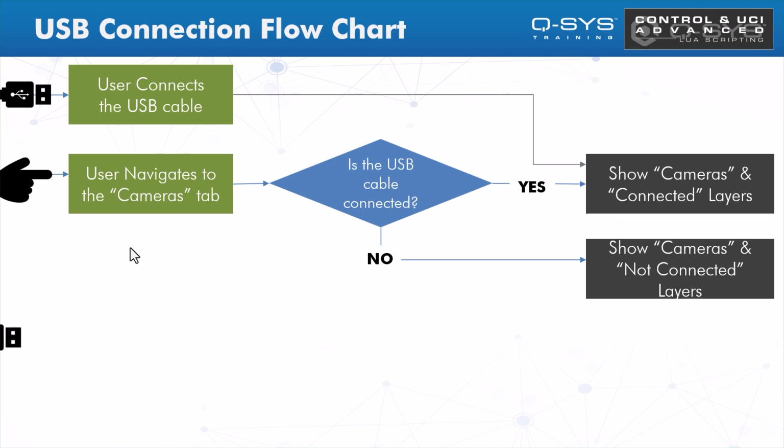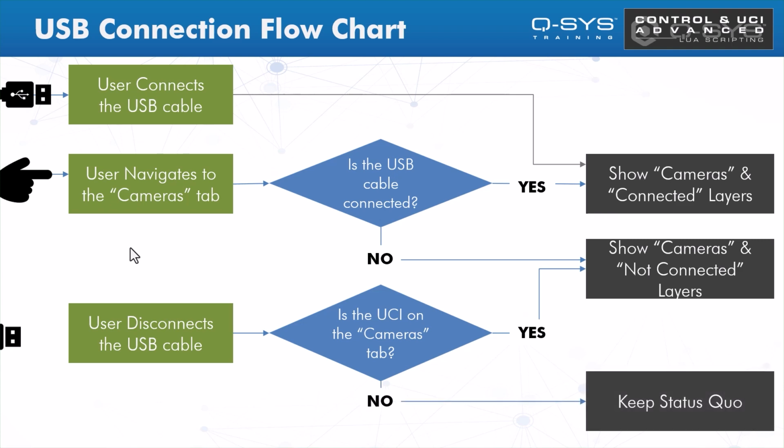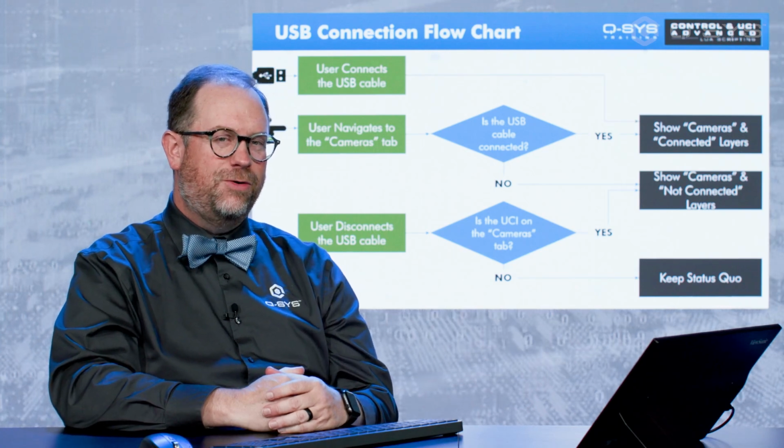Also, if I disconnect the cable, then what do I need to do? Oh, am I on the cameras tab or am I not on the cameras tab? If I am on the cameras tab, then show cameras and not connected. Lastly, if I am not on the cameras tab when I disconnect, all I need to do is keep the status quo. How can we do this in code?